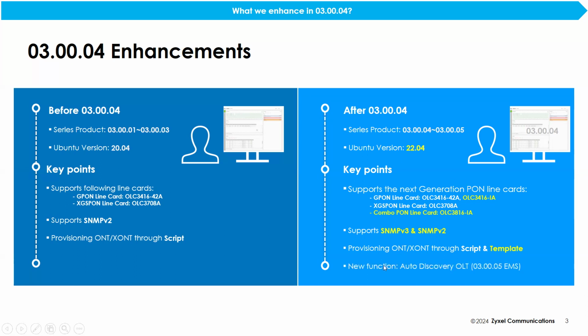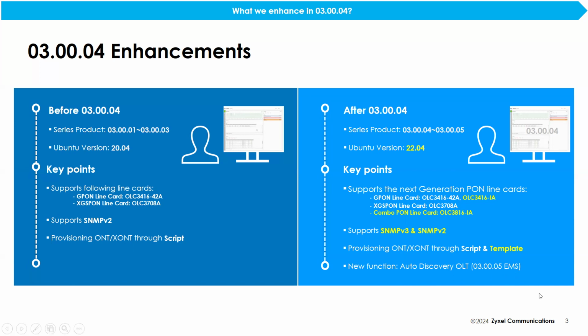This is the latest function on our latest 05 EMS: it supports a new function called auto discovery. We can let the EMS automatically scan for OLTs with IPs in the range we assign. If the EMS finds OLTs with the IPs we assign, it will automatically add the OLT devices to its management nodes.